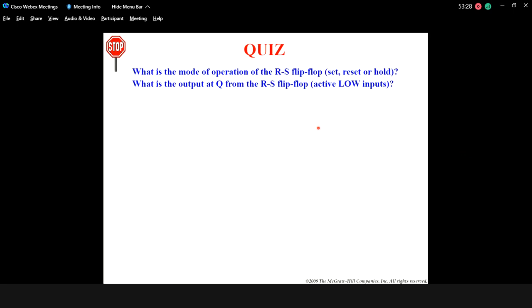So let's have some example. If we give S low, R high, what should be the output? And what is the mode of operation?